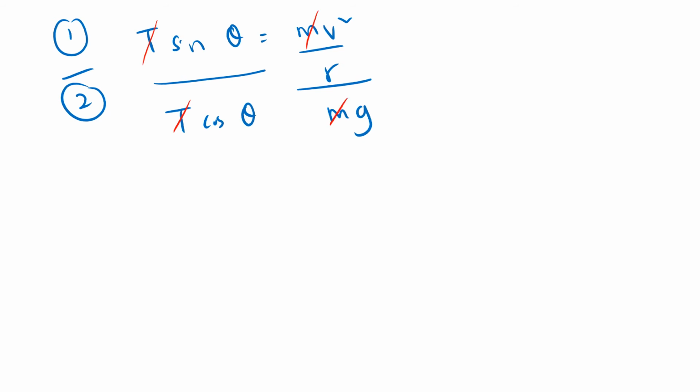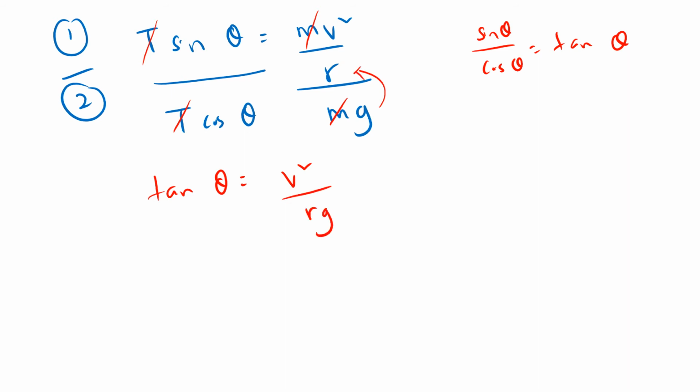Okay, so we want to find theta. Sine divided by cos, if you remember back your math, trigono, sine theta divided by cos theta, you will get tangent theta. So here you will get tangent theta equals to V squared over RG. The G is not brought up here, it stays on the side here, RG.